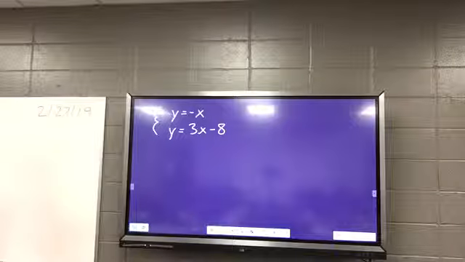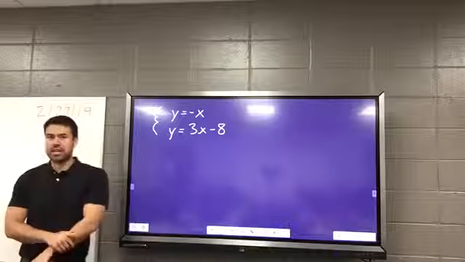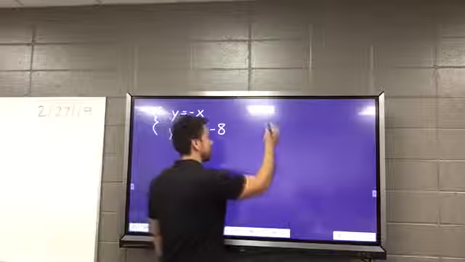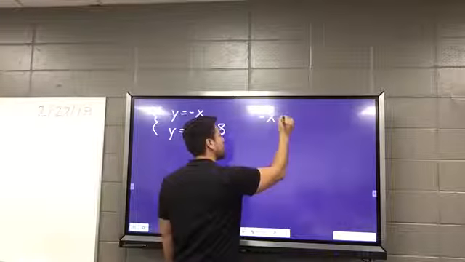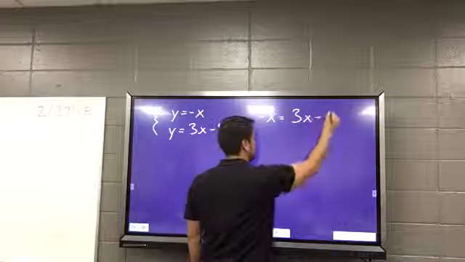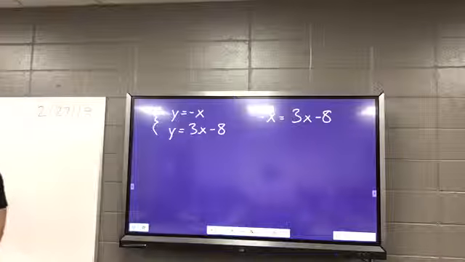Okay, y equals something and y equals something else. So what's my equation I get from that? Let's go with Jackson. What equation did you get to start working it out? Negative x equals 3x minus 8. Good. So negative x equals 3x minus 8. So that's your first equation.